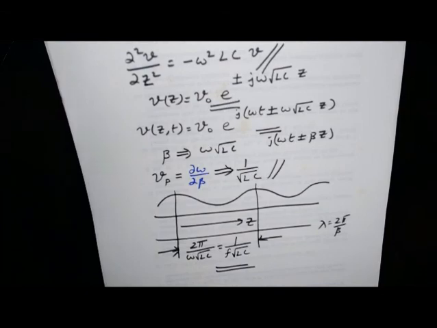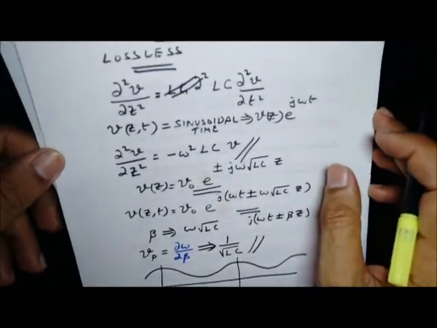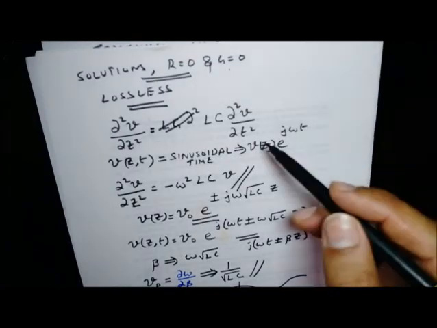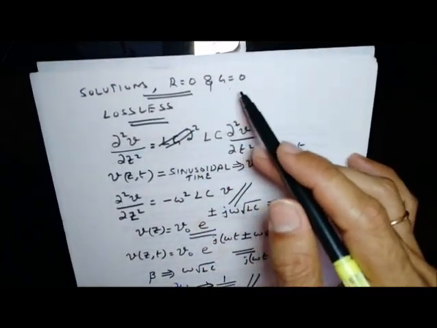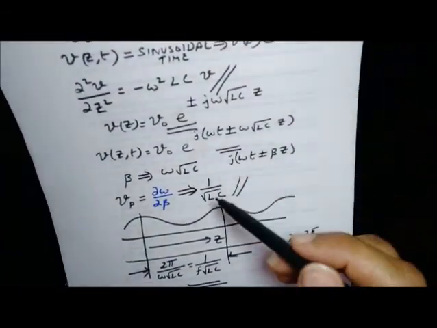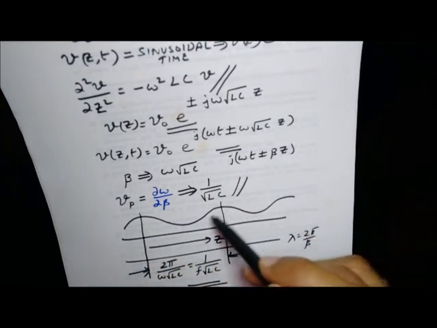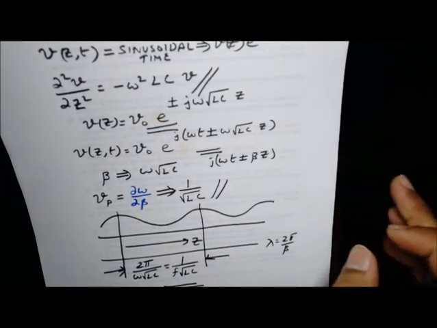So this is the solution. This is what we could infer by solving the transmission line equation for V, assuming a lossless case, R is equal to 0, G is equal to 0. We end up getting a solution for the potential like this. It is propagating in the form of a sinusoidal wave over the transmission line. The voltage is propagating like a sinusoidal wave over the transmission line.